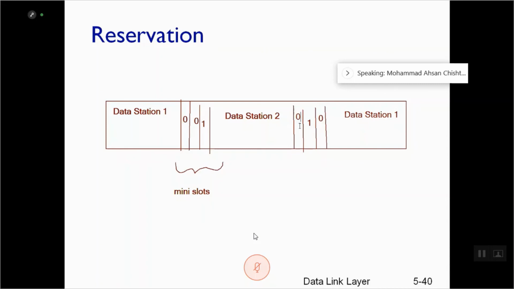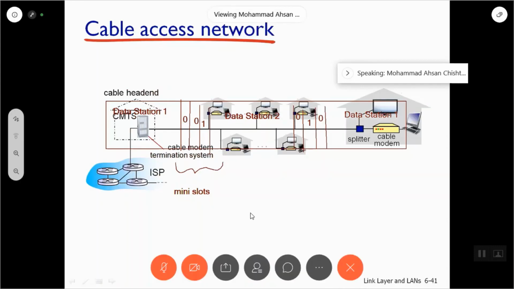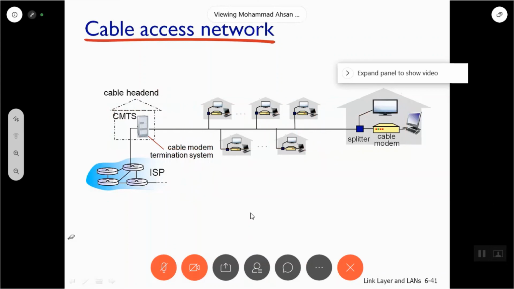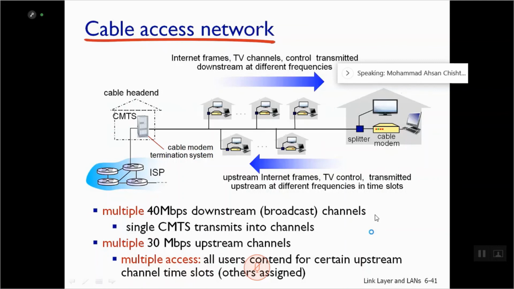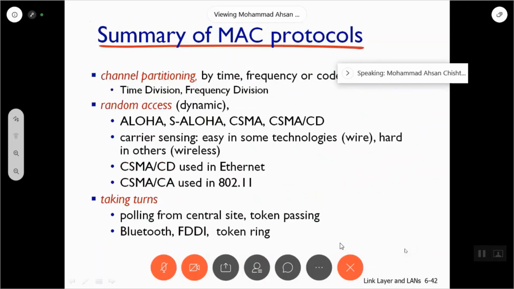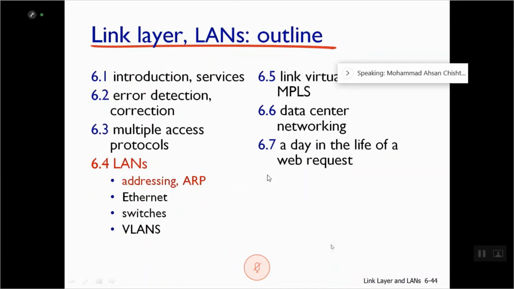You mention that yes, I will be sending, this is my mini slot, I'm making a reservation, and I will be sending the data. And this time is divided as per the time slots. I think that should be it for today. So we are done with multiple access protocols. This is a cable access. This is the summary: the 3 that we did are channel partitioning, random access, and taking turns.